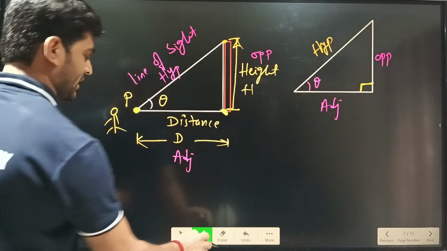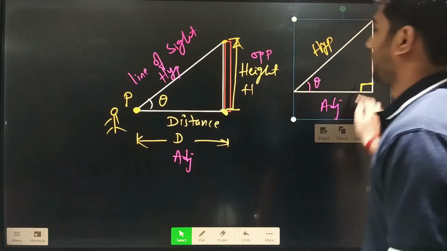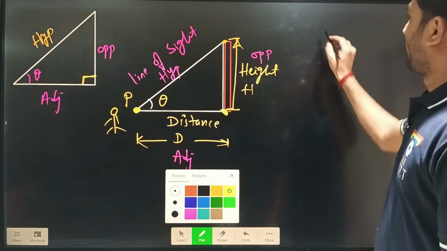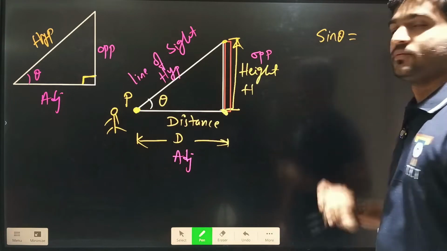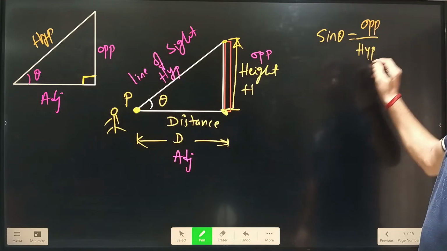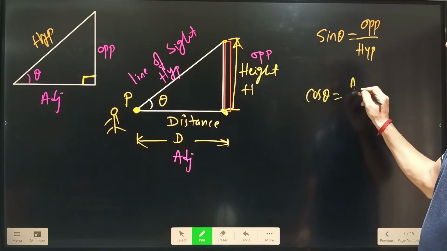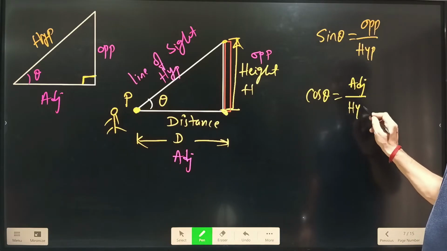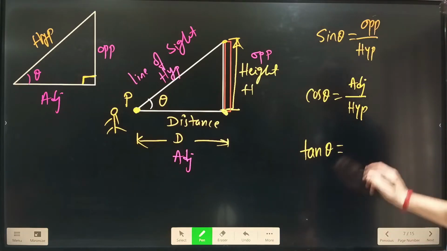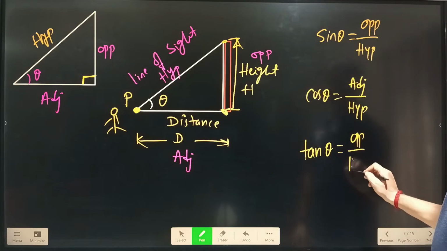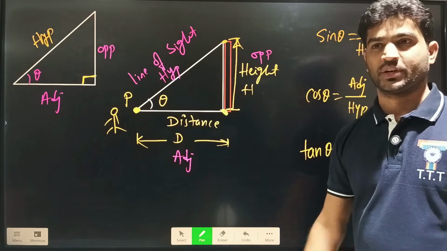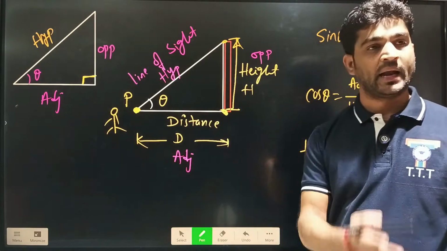At the same time, you should know very important ratios. What is sine theta? As we said in the previous session, sine is the ratio of opposite side divided by hypotenuse side. Next is cos theta, the ratio of adjacent by hypotenuse side. The third ratio is the tangent of the angle, tan theta, the ratio of opposite divided by adjacent side. Then there are three reciprocals: cosecant theta, secant theta, and cotangent theta.